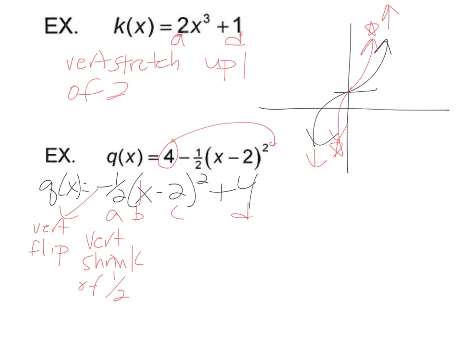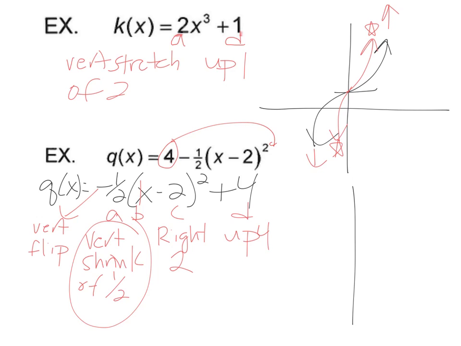B is 1, that doesn't do anything. C has a minus in front of it, that means move to the right. C divided by B, so right 2 divided by 1. And then the plus 4 would be up 4. The shrink we'll save for last. It is a parabola, and it's being moved to the right 2 and up 4.